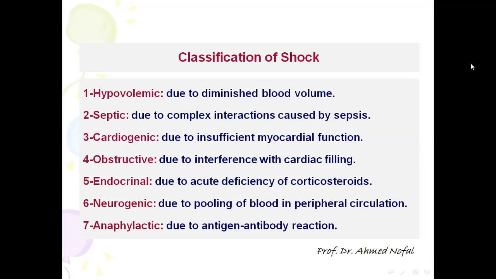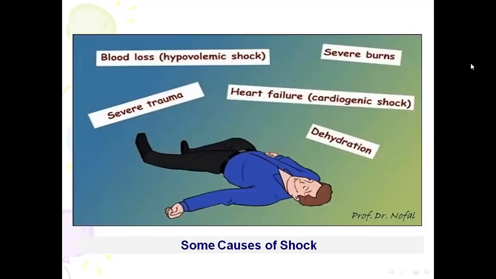Hypovolemic due to diminished blood volume. Septic due to complex interactions caused by sepsis. Cardiogenic due to insufficient myocardial function. Obstructive due to interference with cardiac filling. Endocrinal due to acute deficiency of corticosteroids. Neurogenic due to pooling of blood in peripheral circulation. Anaphylactic due to antigen-antibody reaction.